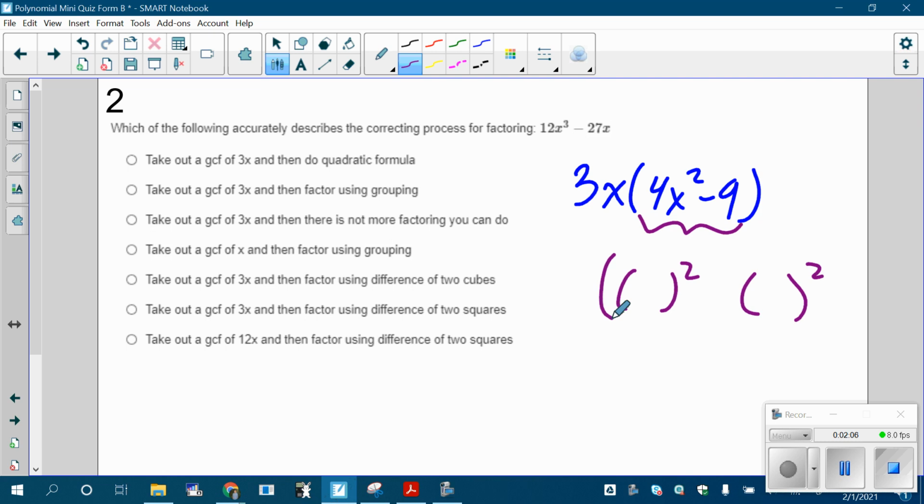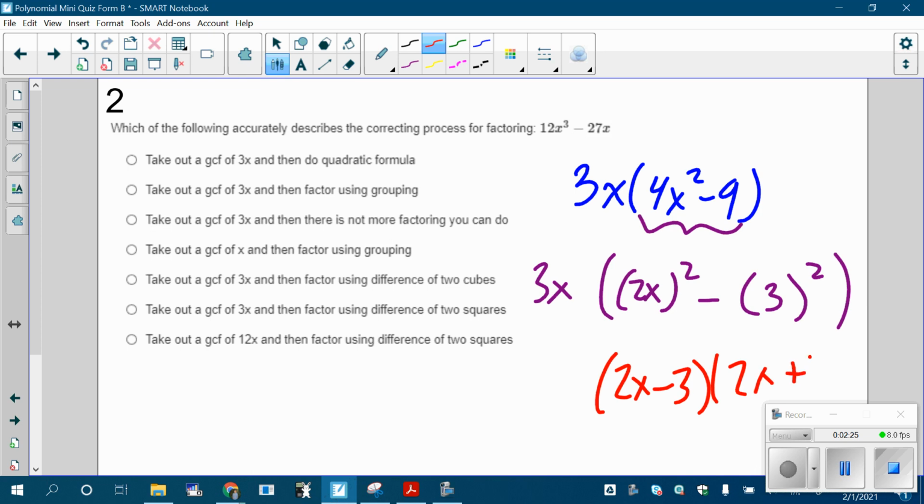What squared is 4x squared? 2x squared is 4x squared. What squared is 9? 3 squared is 9. Difference, because there's subtraction, of two squares. If you can write your binomial as a difference of two squares, it factors like this. You've got 2x and 3, so you get a 2x plus 3 and a 2x minus 3. The strategy we used was taking out a GCF and then factoring using difference of two squares.